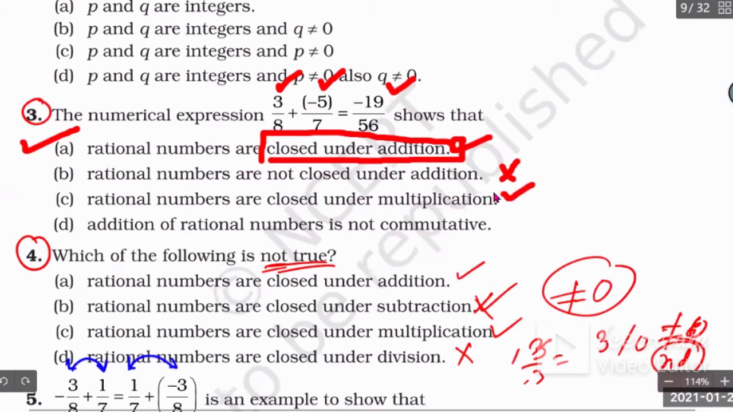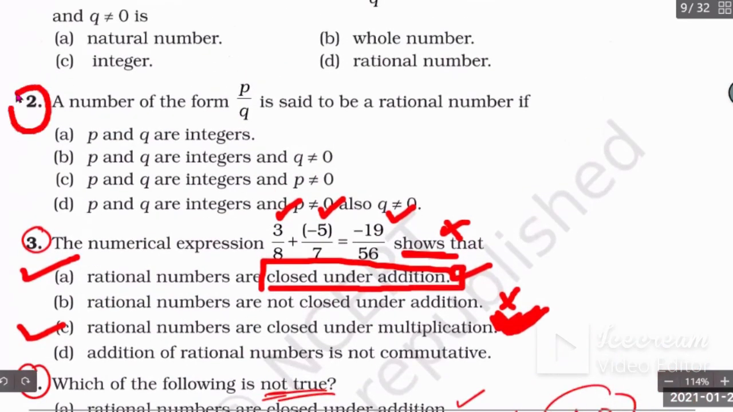This is correct, that if we add a rational number with a rational number, a rational number should come. This statement is correct, but it is not shown here. Statement ये सही है. Yes, sir, statement सही है, but यहाँ पे दिखाया नहीं गया. ये क्या पूछ रहा है? What is shown here? This shows that rational numbers are closed under addition.